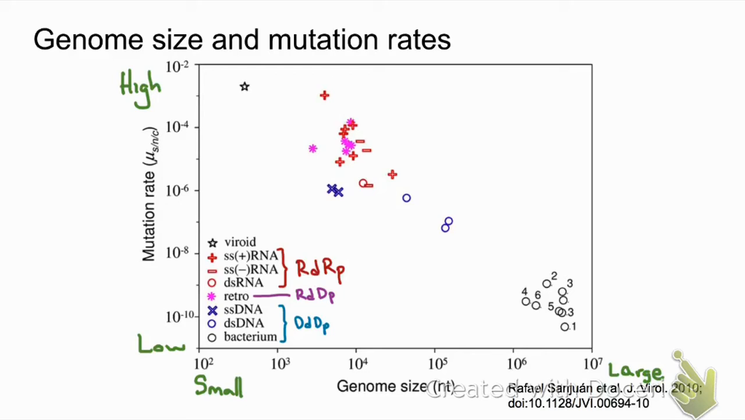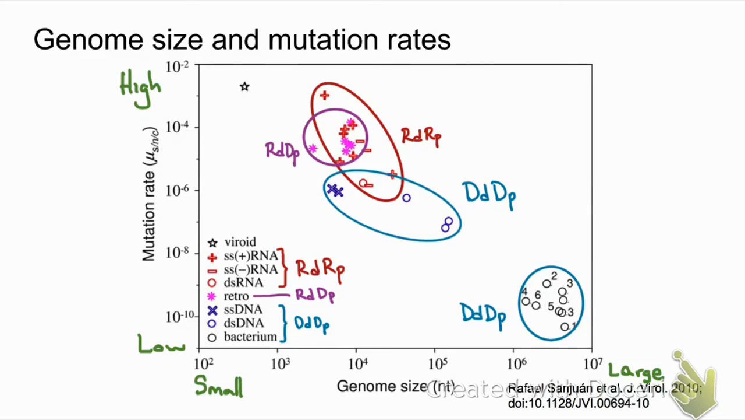Now, don't forget that these organisms are also going to contain DNA-dependent RNA polymerases that are required for transcription. So when we map this by the type of polymerase, we find the following pattern. Those with RNA-dependent polymerases have quite a high mutation rate. Those with DNA-dependent polymerases have lower mutation rates. The other thing that you can see here as well is that as the mutation rate decreases, it allows for larger sized genomes.